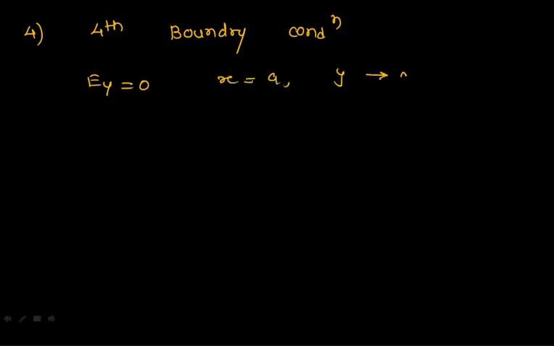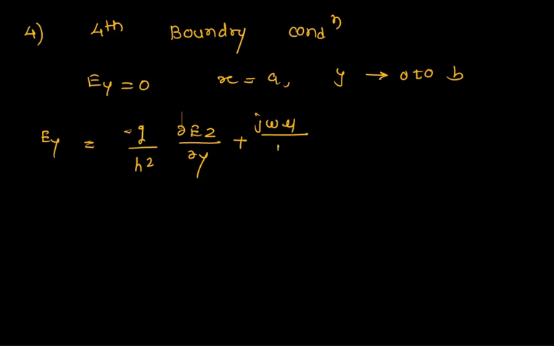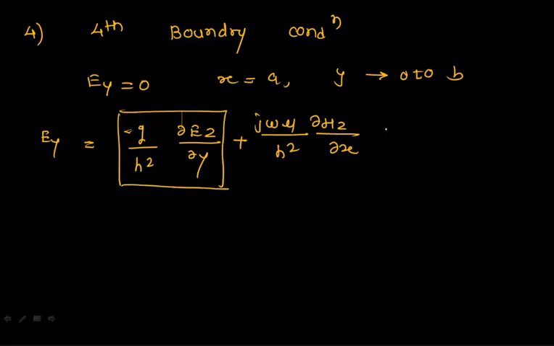Now the last boundary condition is nothing but the fourth boundary condition. This fourth boundary condition is nothing but the left side of the wall. So your left side of the wall is having Ey is equal to 0, where x is equal to a, and y varies from 0 to b. So I'm interested in the Ey component, which is minus gamma by h square d of Ez dy plus j omega mu by h square d of Hz divided by dx. So this complete term will become 0 as my wave is a TE wave. So I only need to find out j omega mu by h square dHz dx.